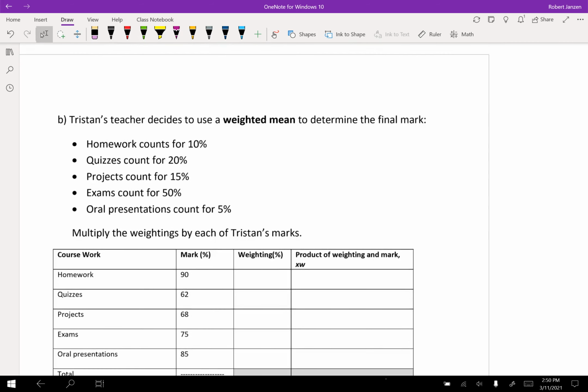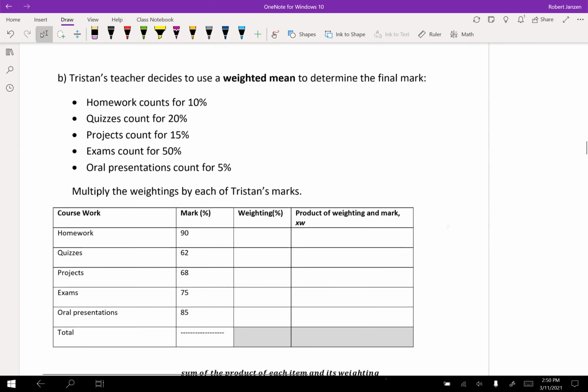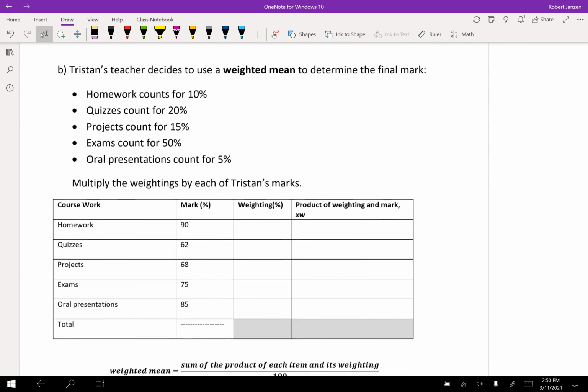Okay, now weighted mean is another way to do this, and this is actually how your mark is calculated, because your tests and your homework are not worth the same amount. So we're going to look at an example of that.